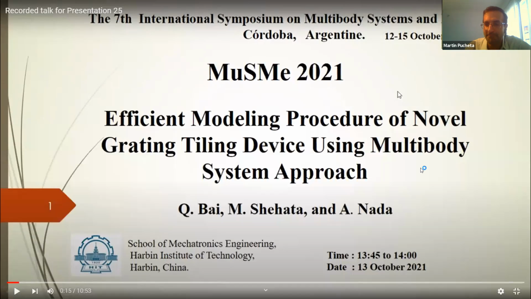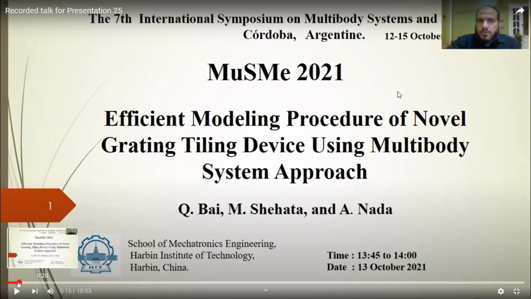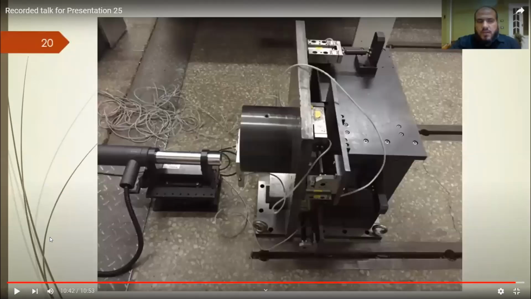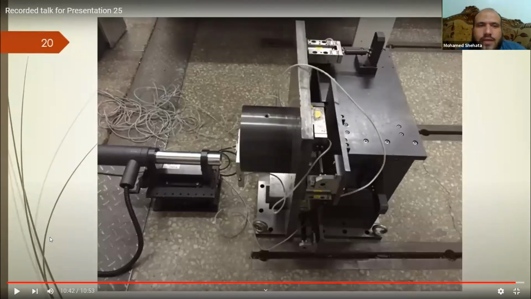I can see in the last slide that the device is probably under construction. I would like to know which kind of sensors you are using to sense the position. Are you there, Mohamed? Yeah, I'm here. It's called the displacement sensor.